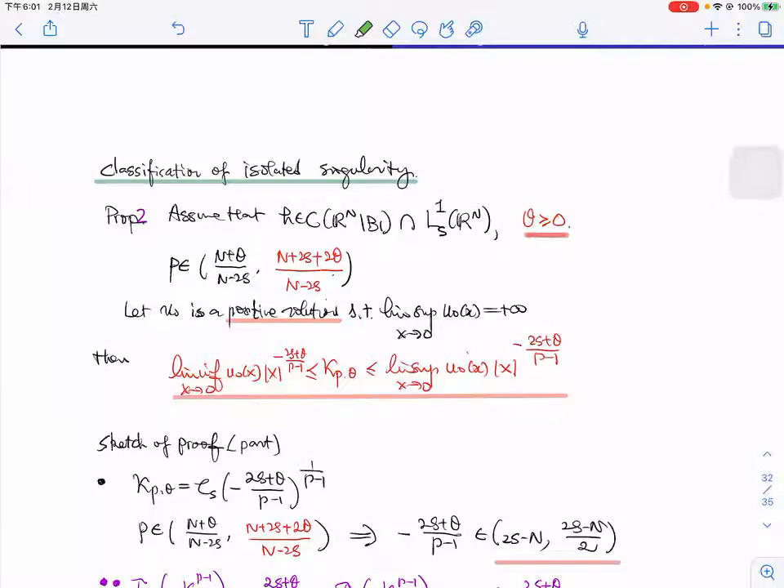In a few minutes, I will give some idea of the proof for the classification of isolated singularities. Of course, this is again for θ non-negative, and for p belonging to this range. When p is bigger than this, we need to take a more delicate estimate, or distinguish the different cases.